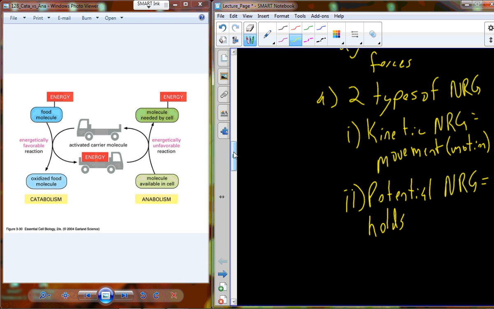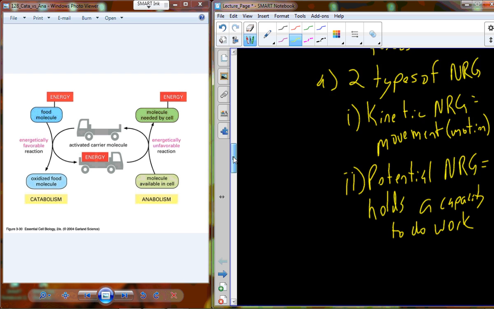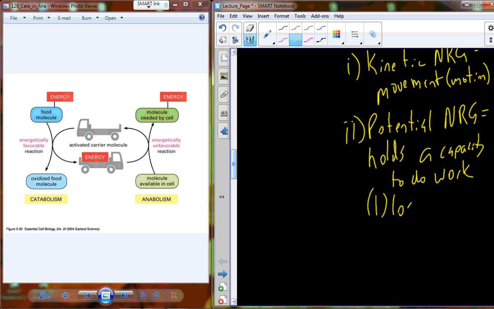Potential energy, on the other hand, holds a capacity to do work. Now again, what is the key to understanding potential energy? I got up on the table, I changed my position, which changes the potential energy. Getting up, I'm putting a little bit of kinetic energy in to go from a lower energy state to a higher energy state, like on top of the table. So for potential energy, we have to keep track of location. Do you not remember this conversation a couple of weeks ago? I got on the table. Did I not? I did.